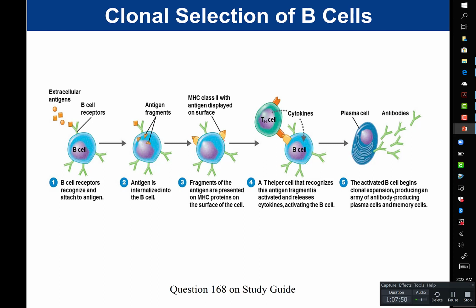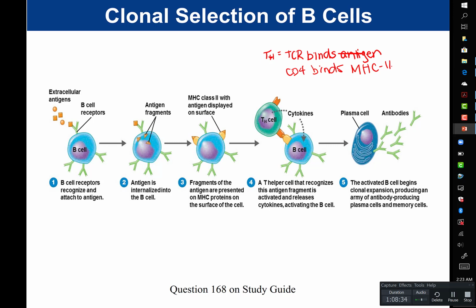And so what comes along is a T helper cell, and the T helper cell has a T cell receptor that binds antigen. So it binds to the antigen that is being displayed by the B cell. The T helper cell also has CD4, which binds MHC2. So the B cell is displaying its antigen on MHC2.